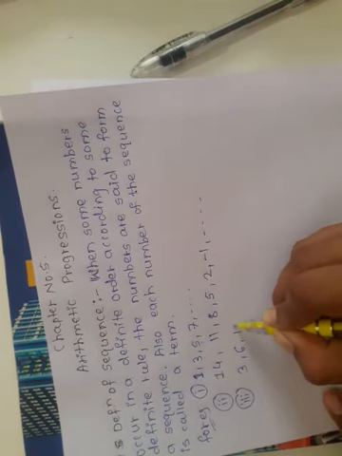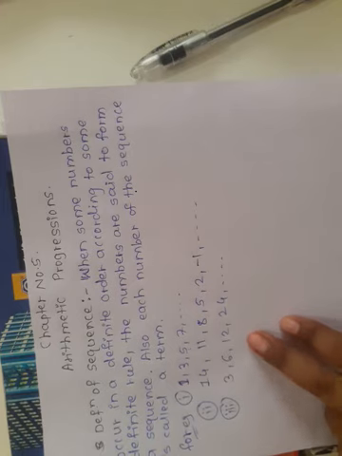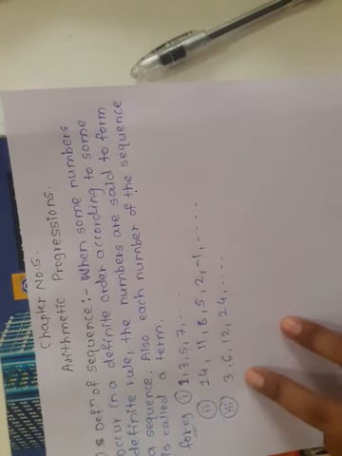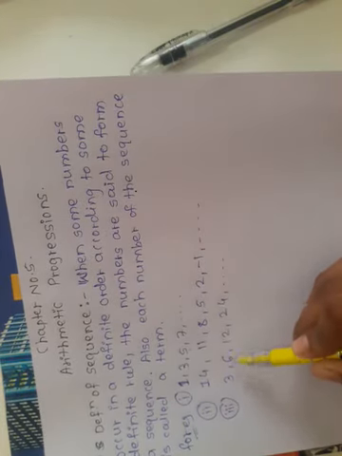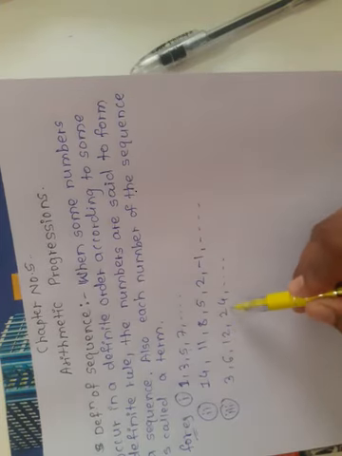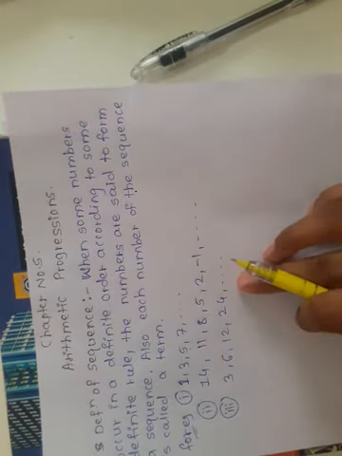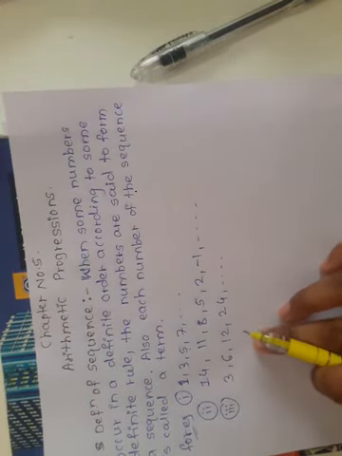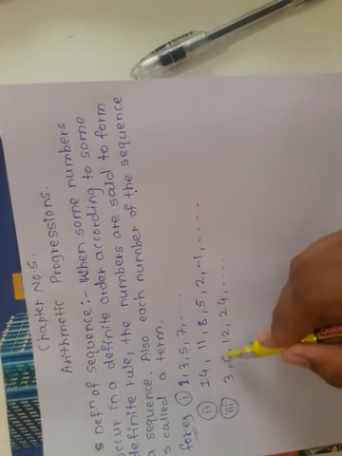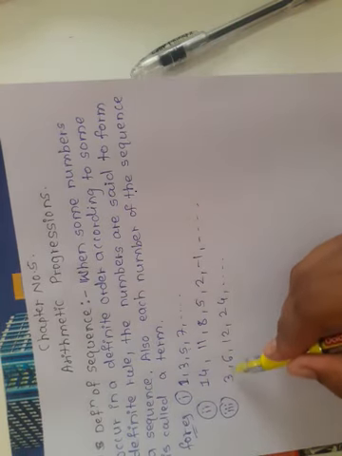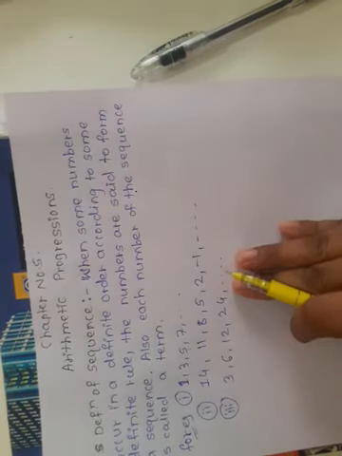3, 6, 12, 24, and so on. This is again a sequence, and it is obtained by multiplying the previous term by 2. If we multiply 3 by 2, we get 6. If we multiply 6 by 2, we get 12. If we multiply 12 by 2, we get 24. If we multiply 24 by 2, we get 48. Previous term means if 6 is the term, then its previous term is 3, and multiplying 3 by 2 gives 6.